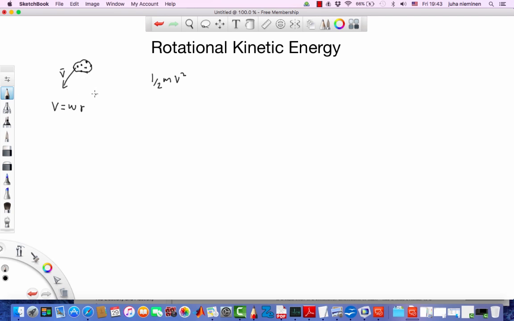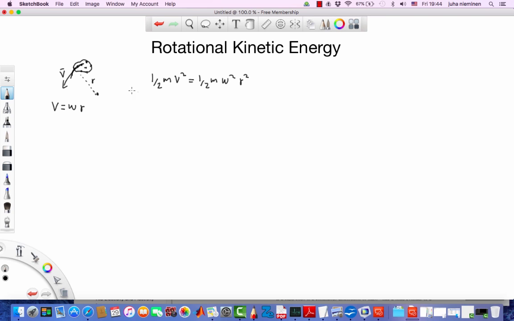So for example, we would have the radius of curvature here, and the motion would be along a curved path like this. That's the thinking behind this. So then we can replace omega r for v, and we get half times m omega squared r squared.